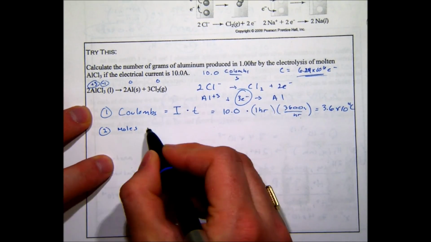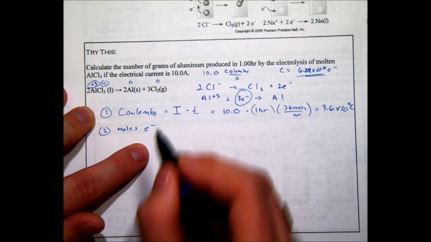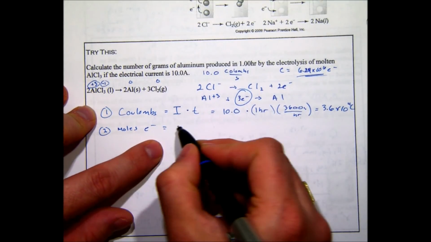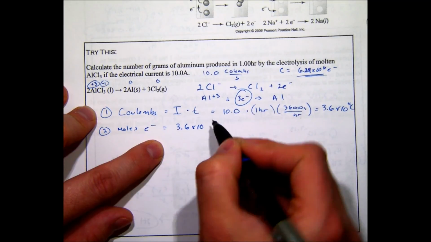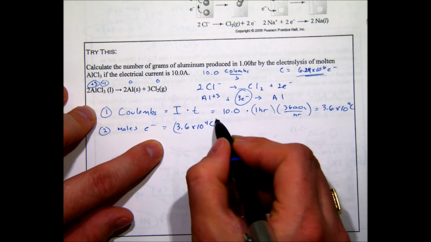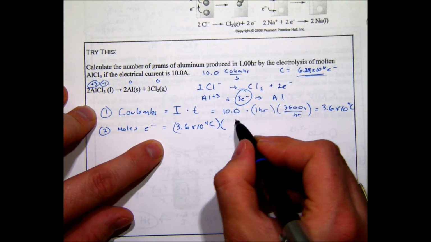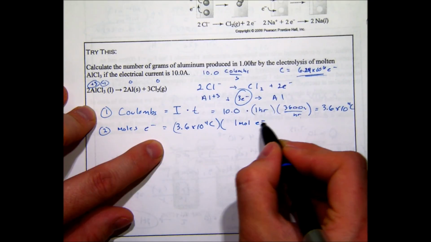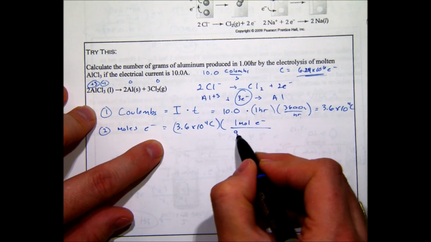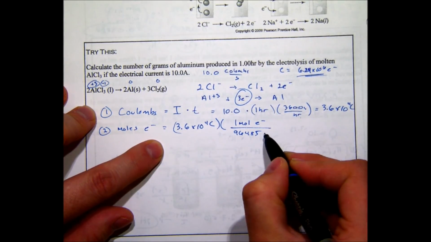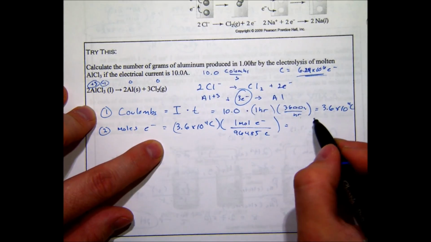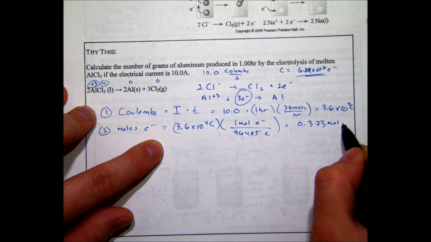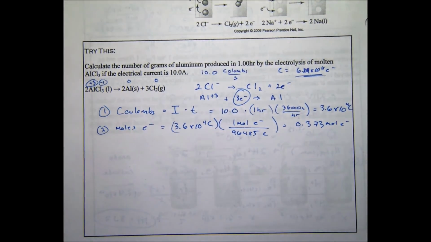So the next thing we're going to do is figure out how many moles of electrons that is, because we are doing chemistry. We do that by saying 3.6 times 10 to the 4 coulombs times Faraday's constant, so 1 mole of electrons is 96485 coulombs, which equals 0.373 moles of electrons.